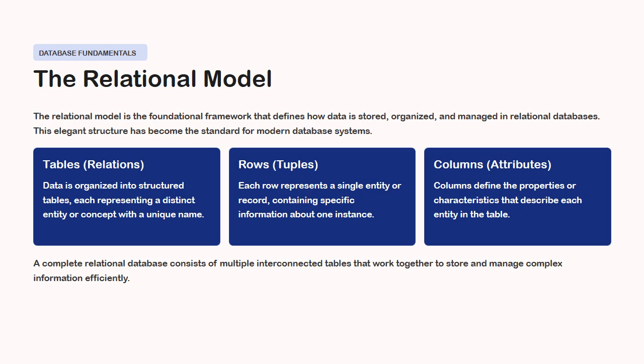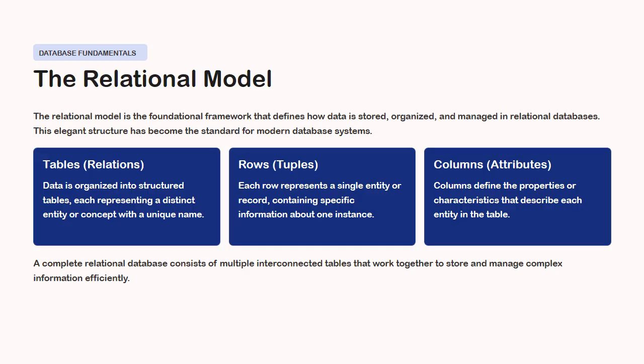Rows, I mean tuples. Each row in the table is called a tuple. A tuple represents one complete record of the entity. Example, one record equals one row. Each row contains values of all attributes. So, the tuples store actual data about the individual entities.